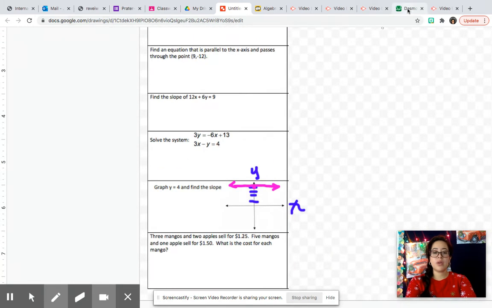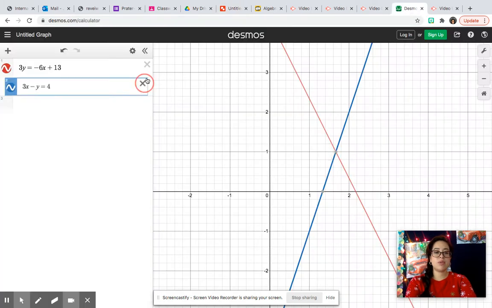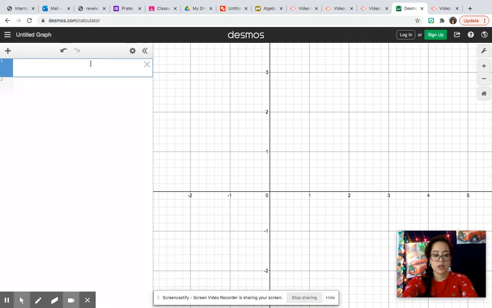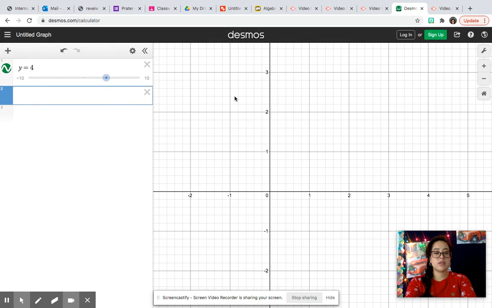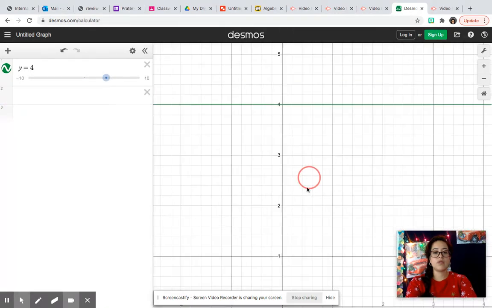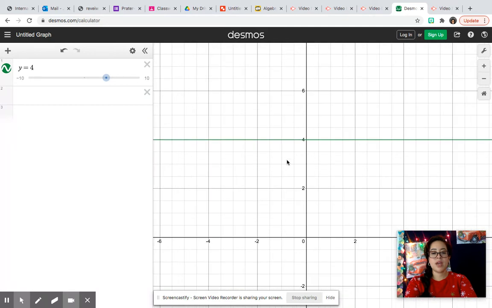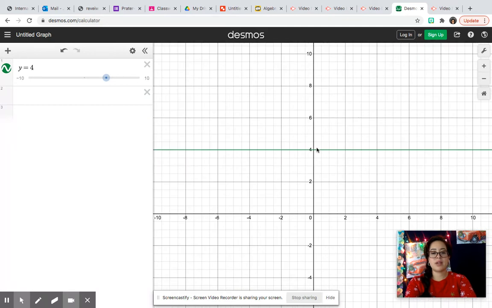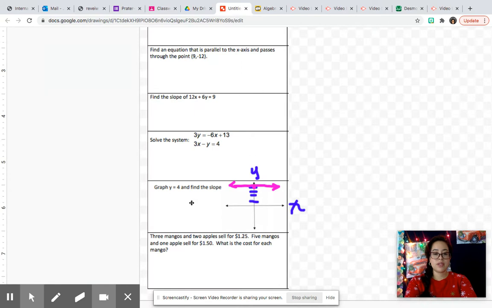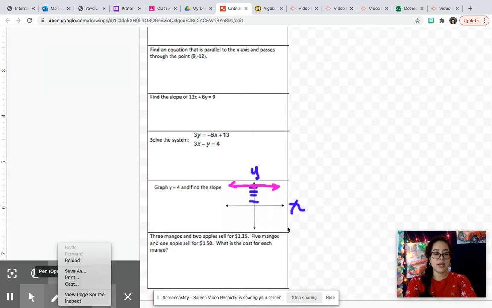Or you can go into Desmos and basically plot y equals 4, and it'll basically do it for you, but you would have to drag your coordinate grid around so that you can see that line. So there it is. It's that horizontal line hitting the 4 on the y-axis. Okay, that was easy. Now let's go to the last problem.